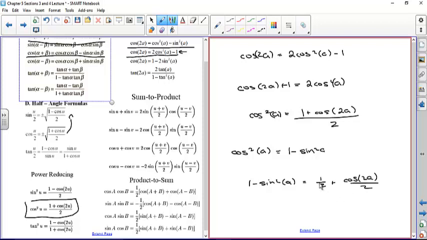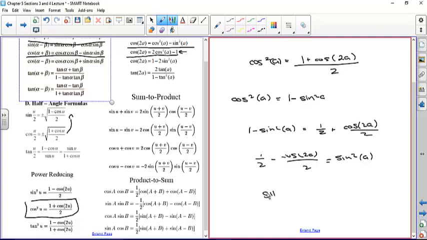So I've taken this and divided it into two fractions. And then what I'm trying to do here is solve for this. So if I move this to the other side, this would become 1 minus a half, so that'd be a half. Moving this from the right-hand side to the left-hand side becomes the cosine of 2a over 2, and this negative sine squared becomes positive sine squared. And then you can just switch sides. Sine squared of a equals 1 minus cosine of 2a divided by 2, which is the first one.